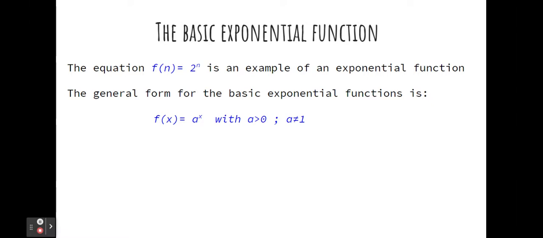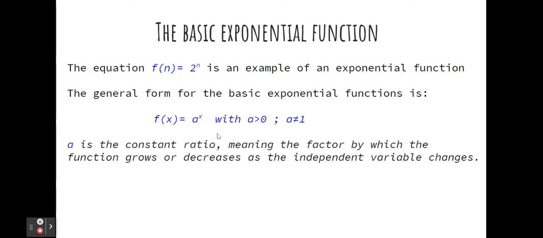Why can a not be equal to 1? Well, you can imagine that 1 to the exponent of 0 is 1, 1 squared is 1, 1 cubed is 1, and so on and so forth. So the function will always be equal to 1, which is really not an exponential function, it's more like a linear function.